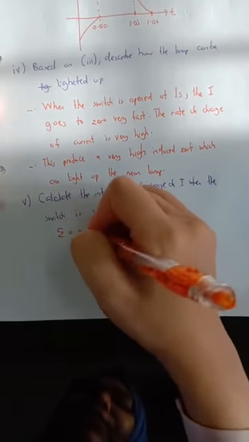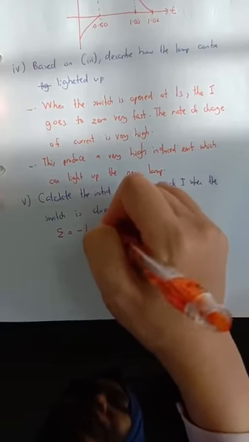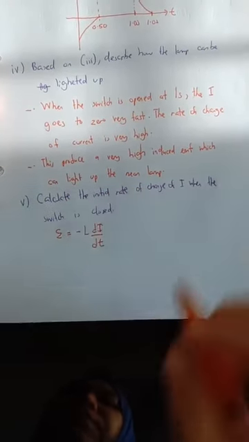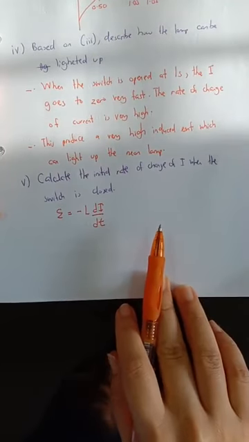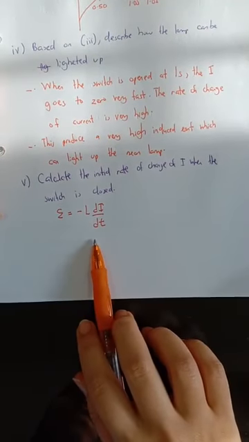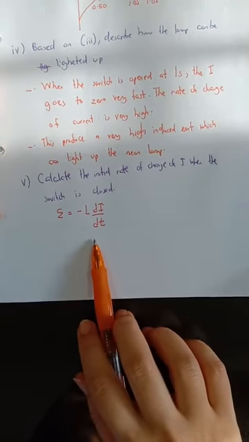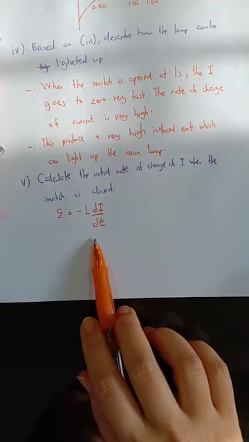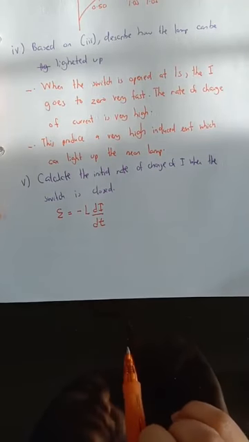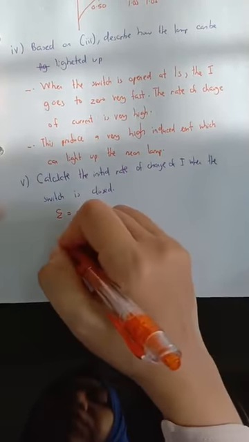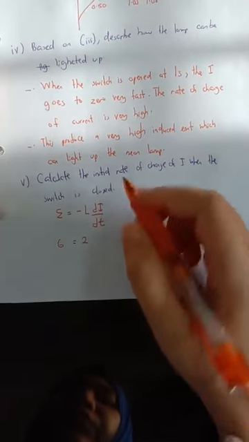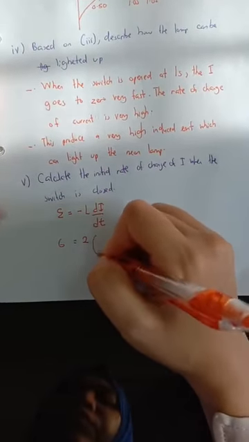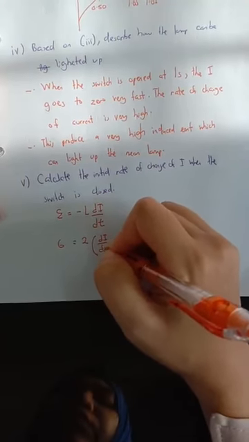EMF is equal to negative L di over dt. So we want to find this di over dt. When the switch is closed, the induced EMF is 6 volt. So this is 6 equal to 2 di over dt.